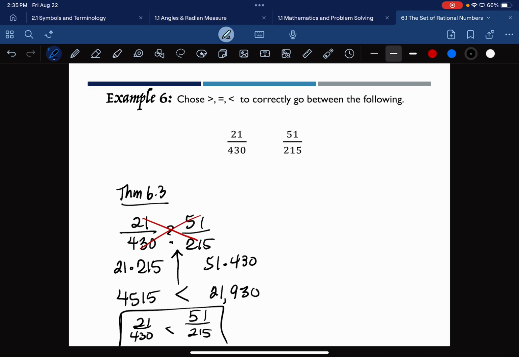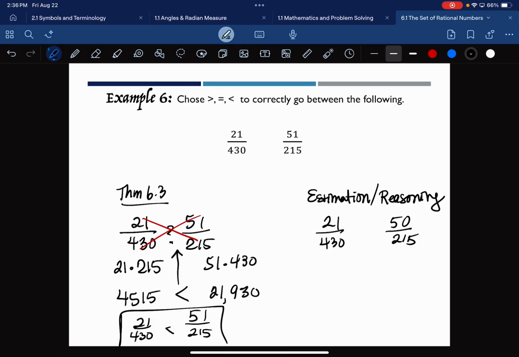The one I want to show you that we haven't seen, because the question just asks us to put the value between them and doesn't ask us to do it in a certain way, is that I want us to think through this as an estimation or reasoning. Okay, so here's what this means. Take a look at these two numbers. We'll read them again here: 21 over 430, 50 over 215.